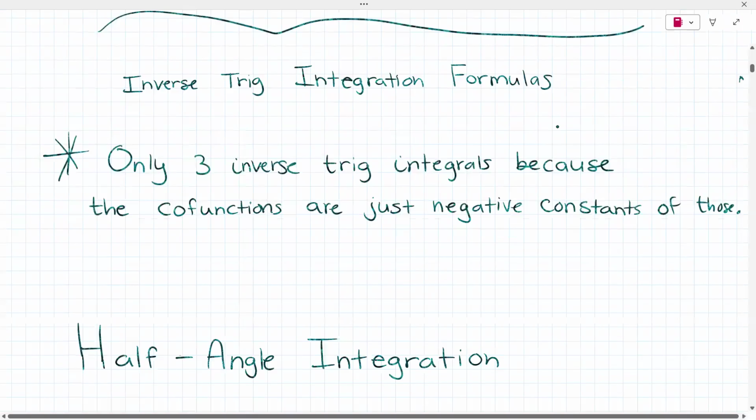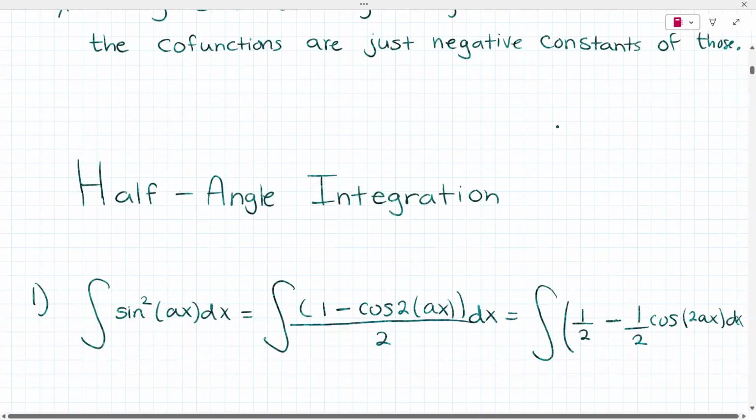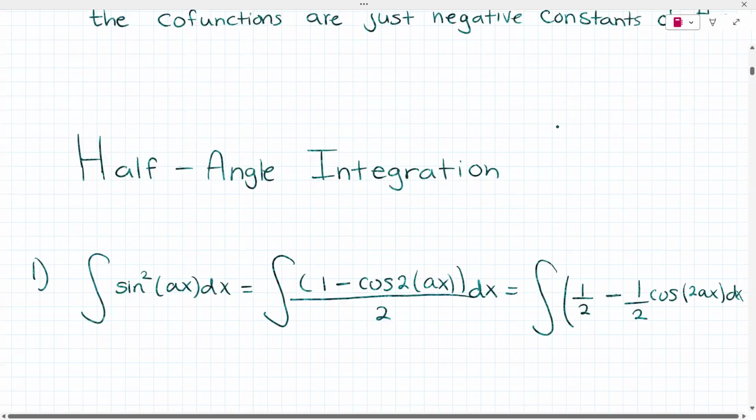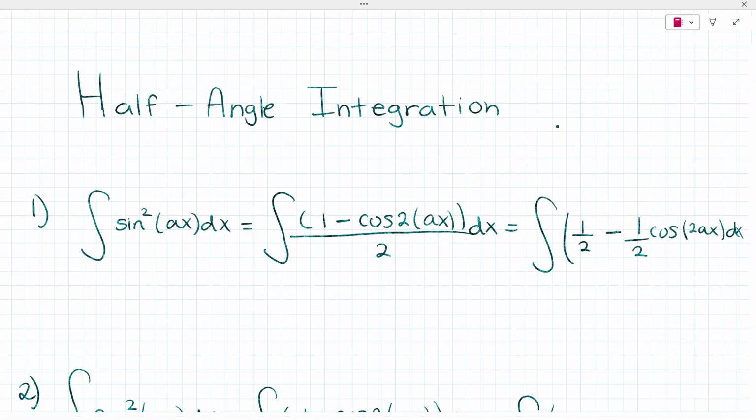There are only three inverse trig integrations because the co-functions are just the negative constants of those. Now let's talk about the half angle integration. If your integration looks like the integral of sine squared of ax dx, your final answer shall be in this form.